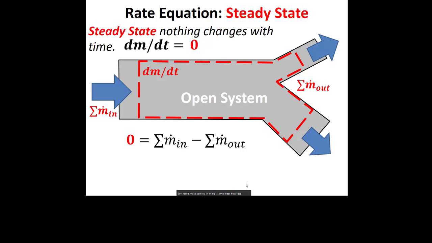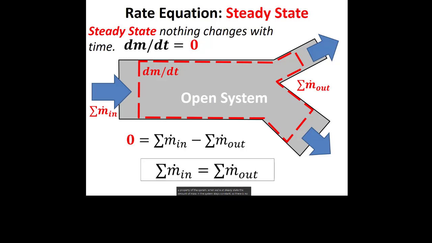There's some mass flow rate going out, but if those two things are equal, then the amount of mass in my cup, or the height of the water in my cup, stays the same. Because the mass in the system is a property of the system, when we're at steady state, the amount of mass in the system stays constant. So there is no increase or decrease in the mass of the system at steady state.